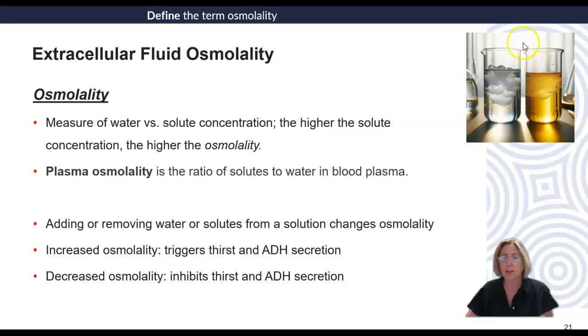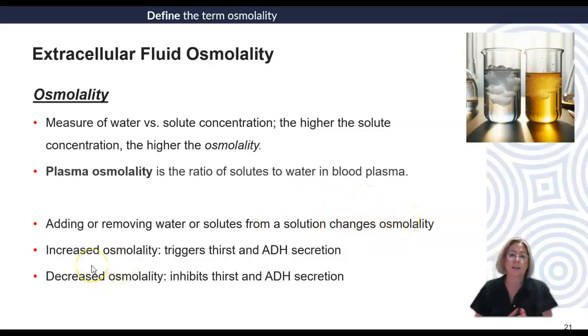So let's say these two beakers have the same sort of solution. They've got the same solutes in solution, but you can see that this one is far more dilute than this one, and they roughly have the same volume. So it will be the solutes in this solution that are making it more concentrated. So adding or removing water or adding or removing solutes from a solution will change the osmolality.